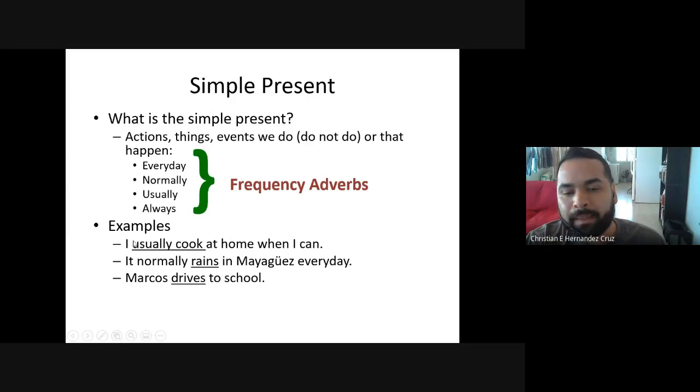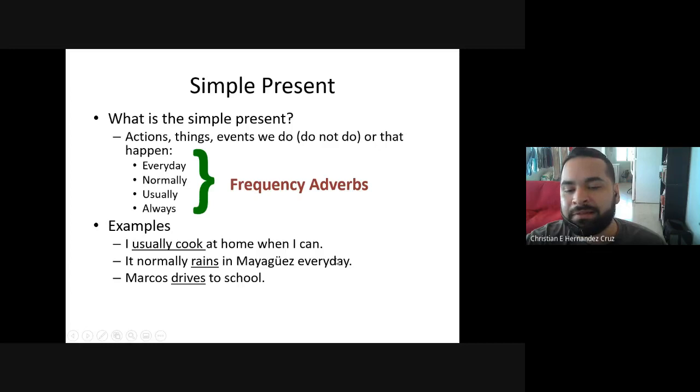So let's take a look at these verbs here. So I usually cook at home when I can. What do I do at home? I cook. So in this case, cook is the main verb, and it is in its base form. By that, I mean that the verb is not modified in any way. Okay?